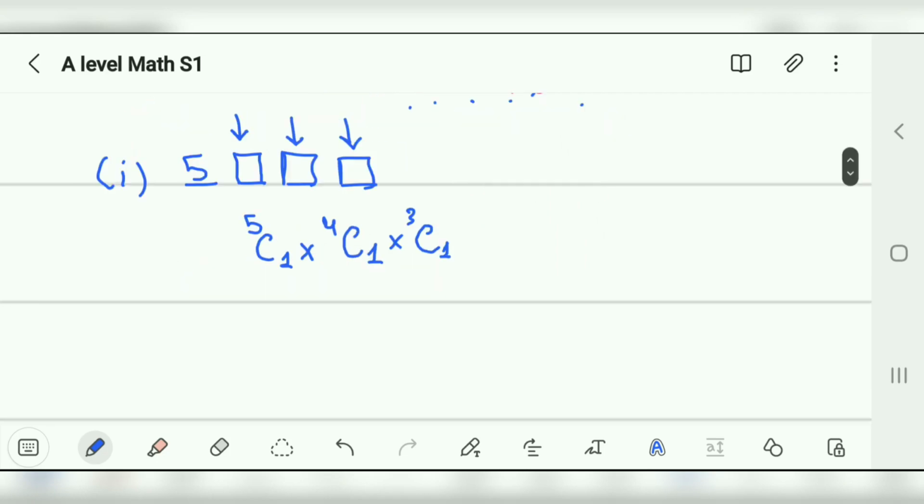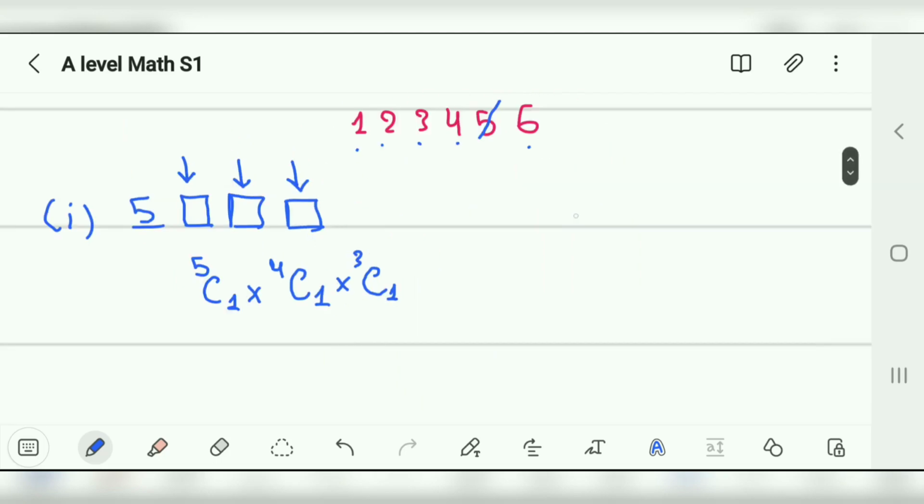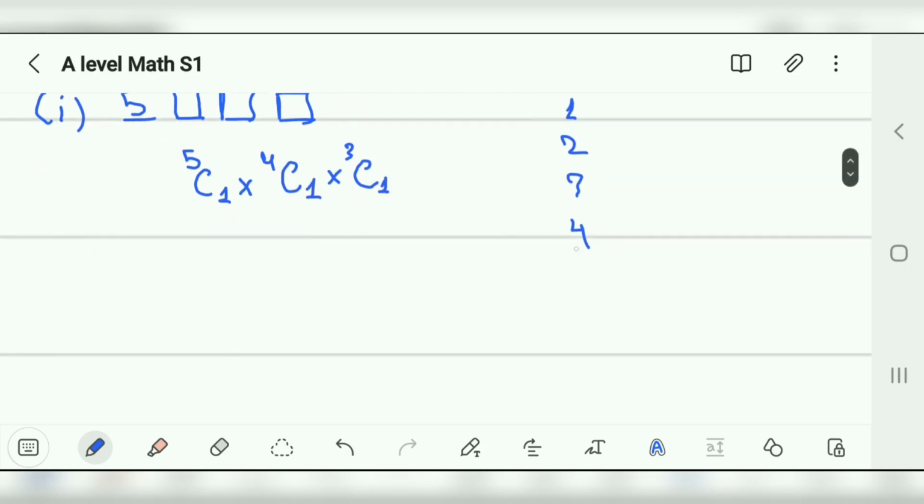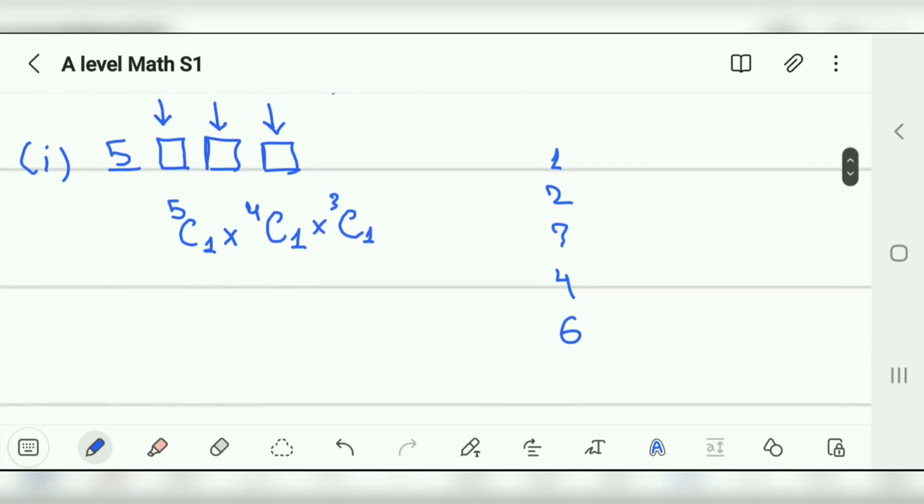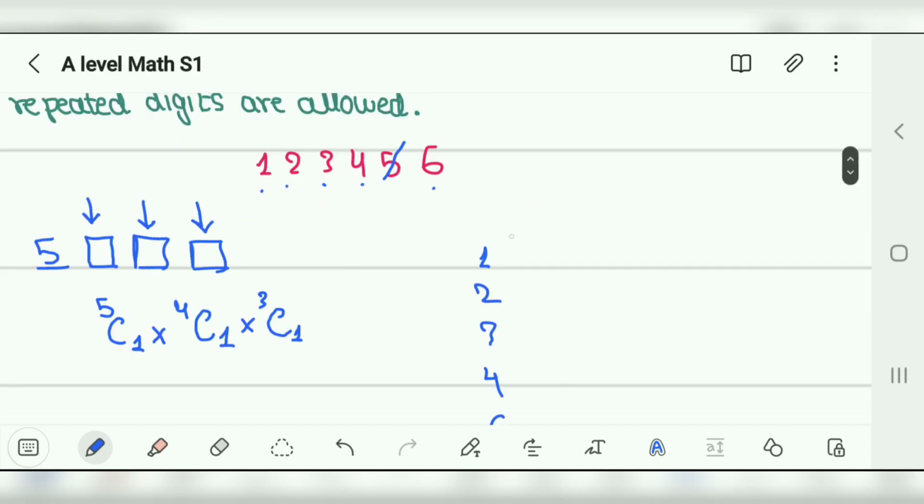Now what is happening here? For example, I've just taken any one number out of 5. Let me make a diagram. For example, 1, 2, 3, 4, 6. 5C1, so there are 5 ways. Either it is 1 or 2 or 3 or 4 or 6. Then the remaining numbers would be any 4 numbers. If for example I've taken 1, then the remaining will be 2, 3, 4, 6.